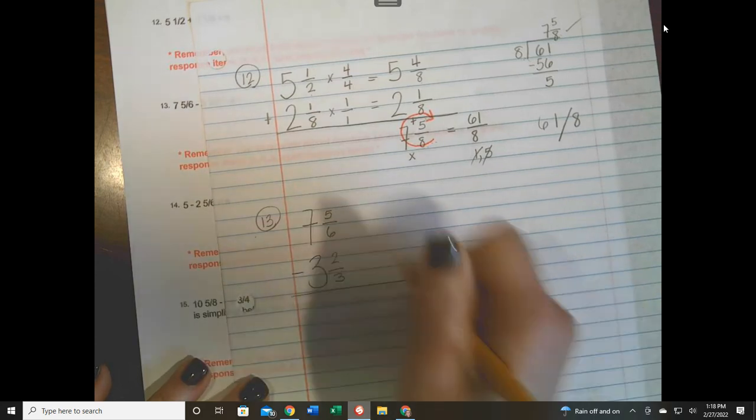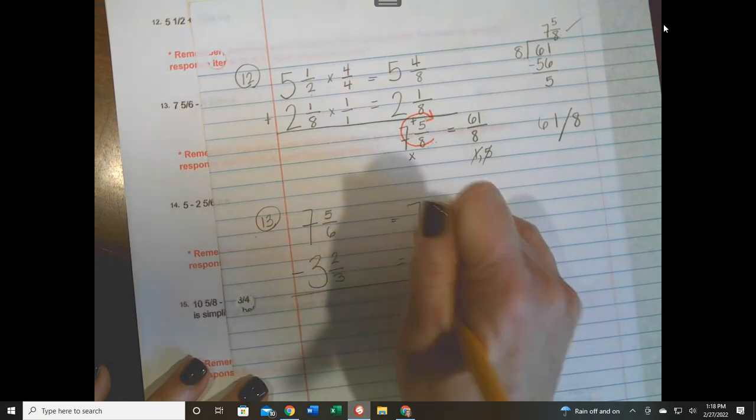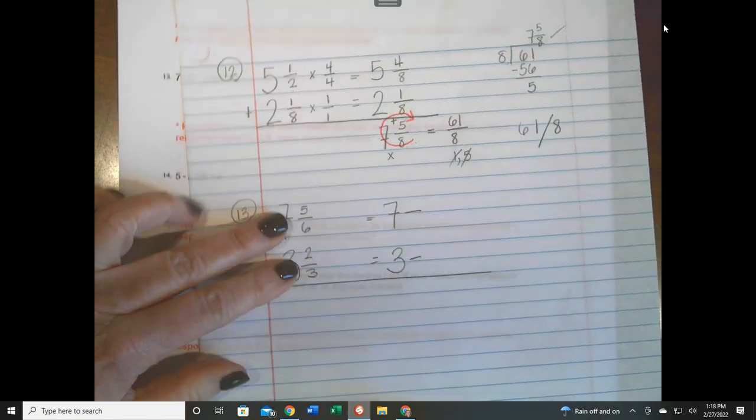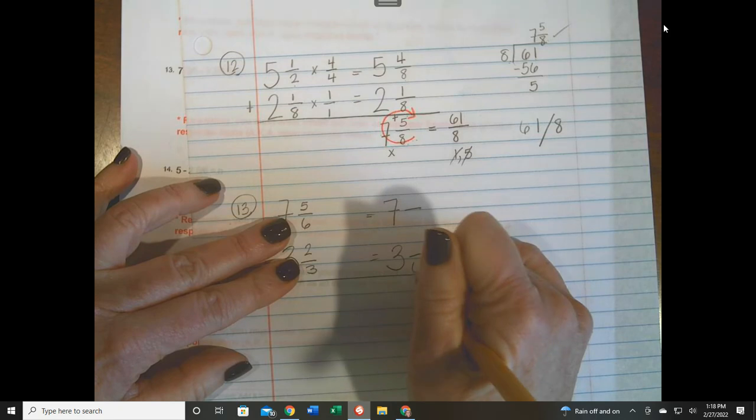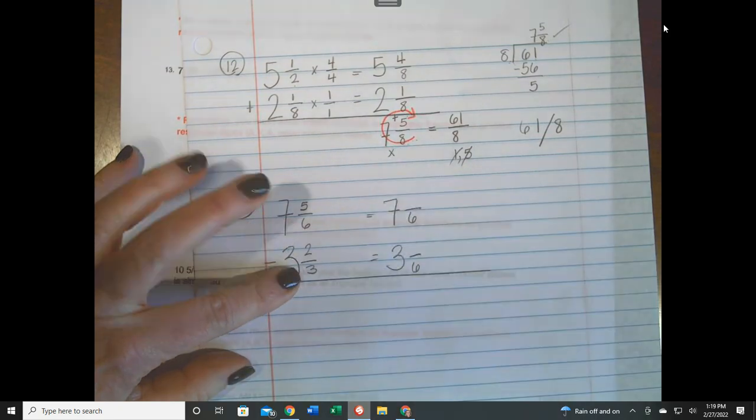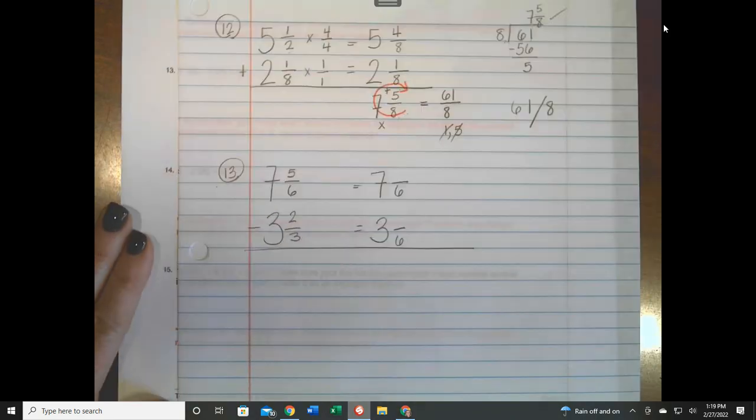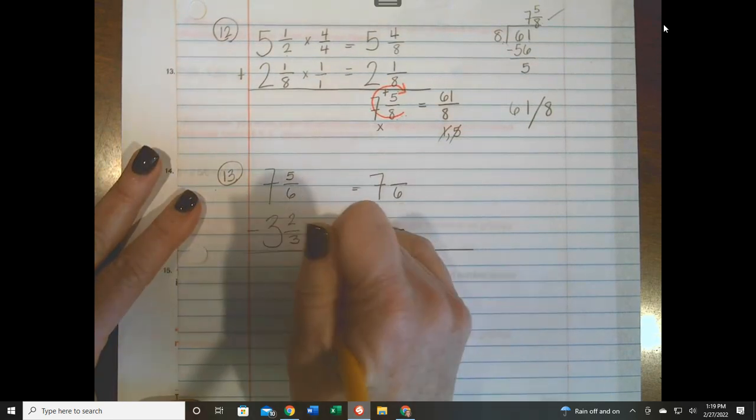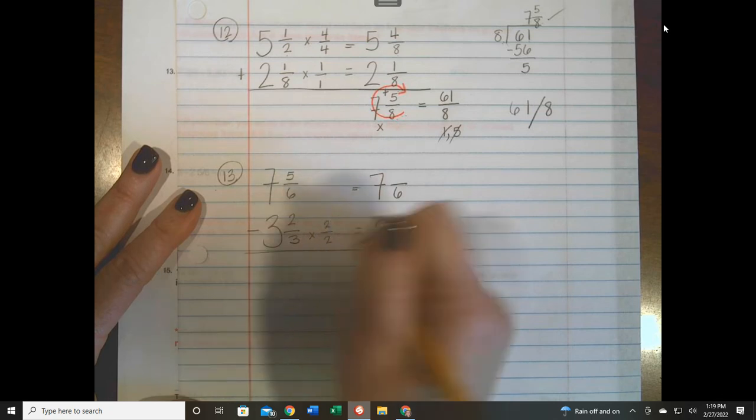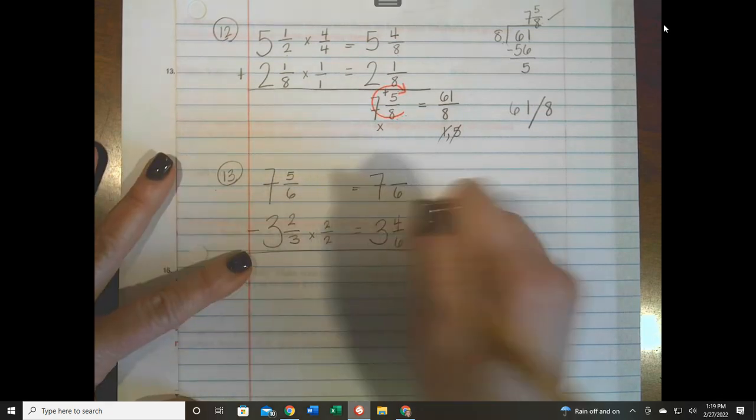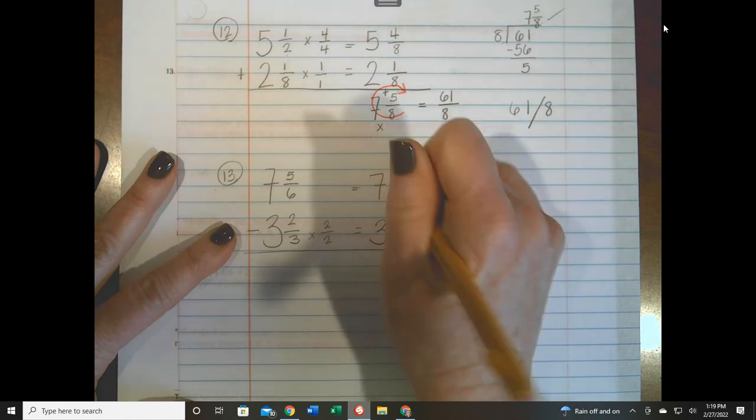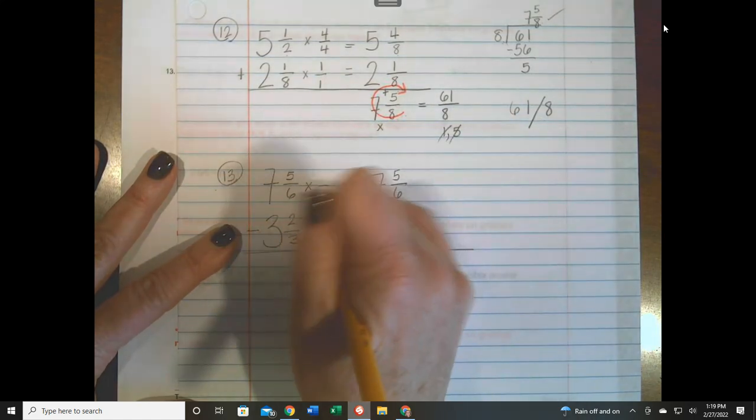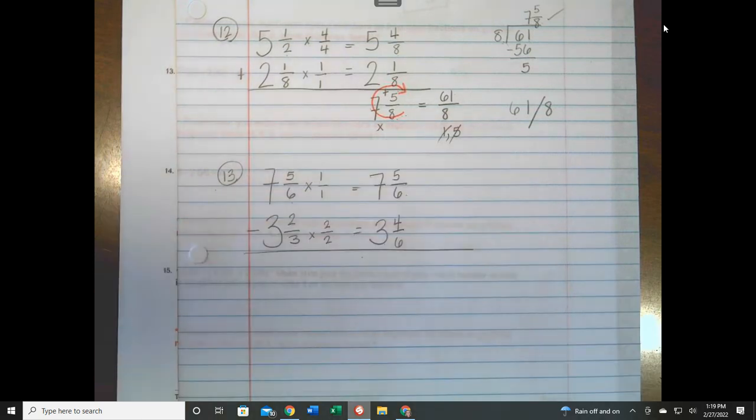All right, looking ahead, I need to bring over my whole numbers and fraction bar because I have unlike fractions. 6 and 3 are my denominators. 6 is a common denominator. It is a multiple of 3, so the shortcut there helped me find it so quick. Looking at 3 and getting to 6, I know I multiplied by 2, so I'm going to scale up by 2 halves. So I get 3 4/6. 7 5/6 is going to stay 7 5/6. I'm only multiplying that 6 times 1, so I'd multiply 5 times 1.